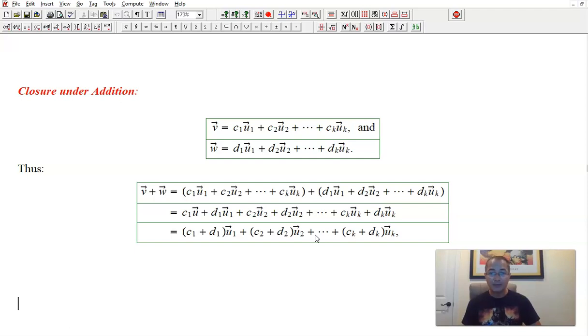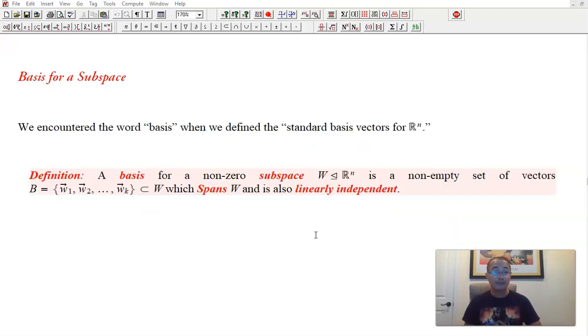Now we will leave it up to you to show that a scalar multiple of V is also a linear combination of U1 through UK. It's not very hard. So now let's talk about the concept of a basis. And again, as mentioned in the introduction, we saw the word basis when we constructed the standard basis vectors for Rn. So in general, a basis for a non-zero subspace W of Rn is a non-empty set of vectors B with the vectors W1 through Wk, which is a subset of W, which spans W and is also linearly independent.